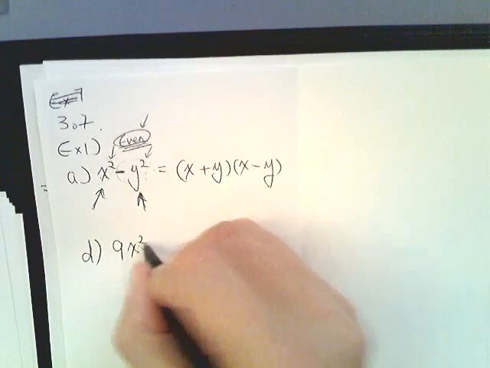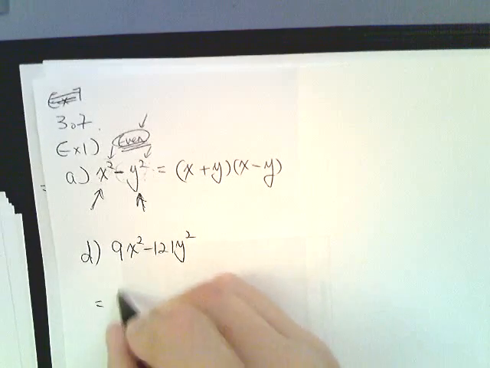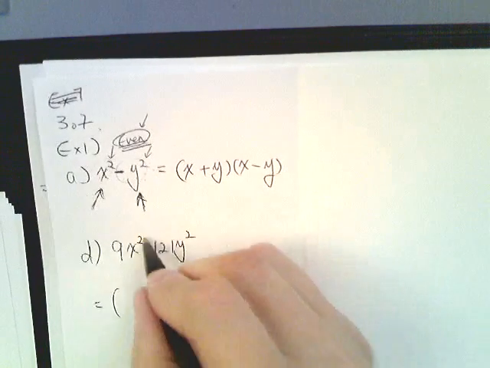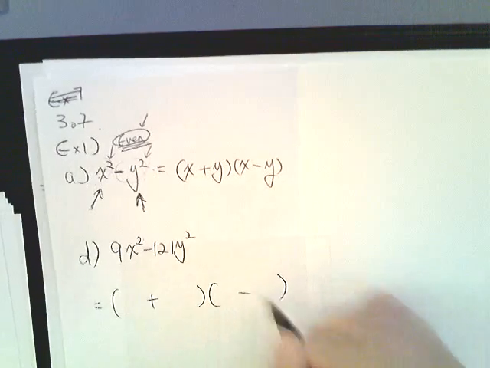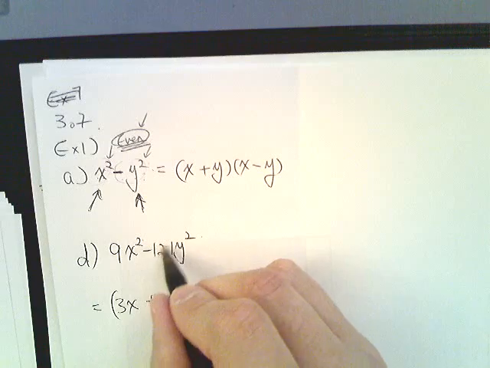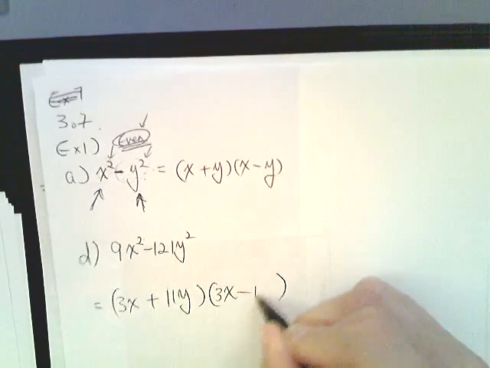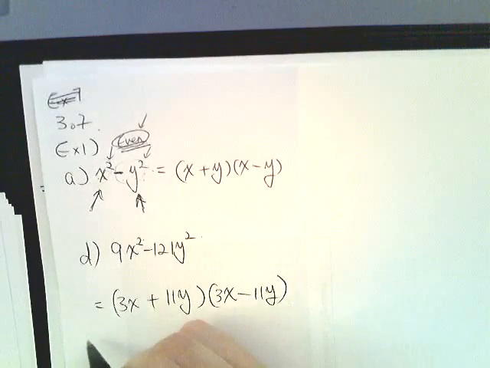So we have 9x squared minus 121y squared. Now same thing. Two terms we have, even powers. So plus minus. Square root of 9 will be 3x. Now square root of 121y squared will be 11y. So same thing. Okay. Let's move to E.